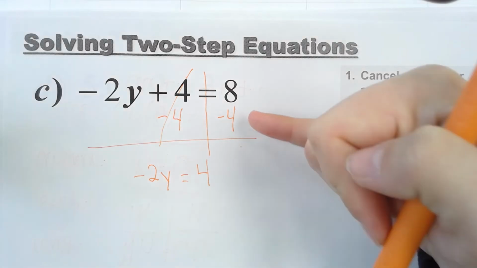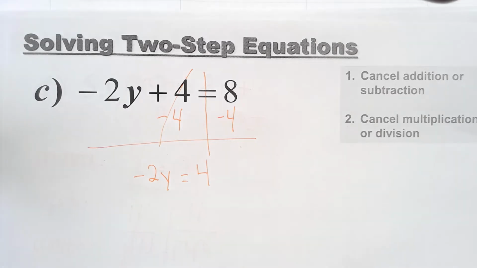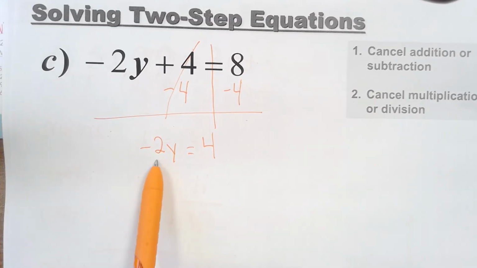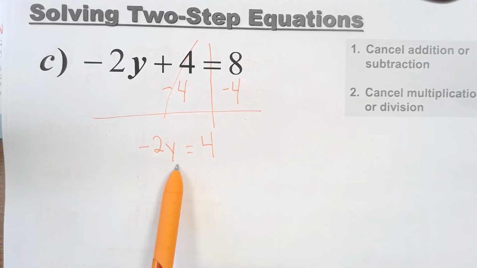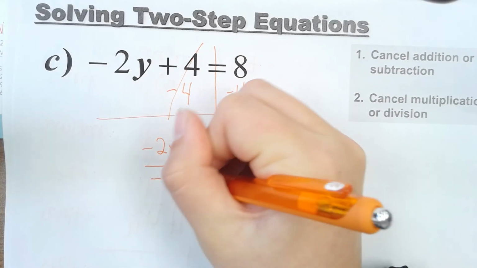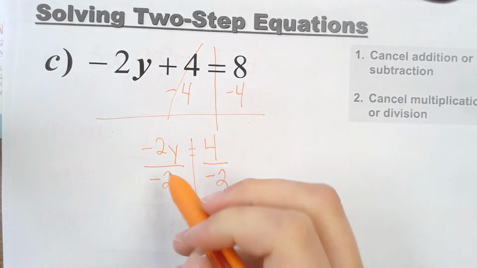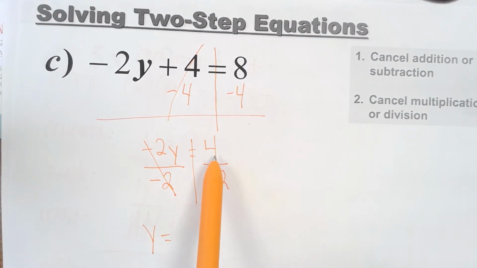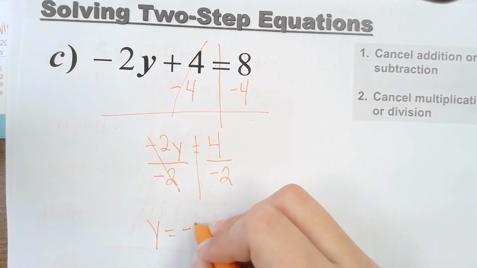So I did my first step, and I got my result, which is now just a one step. So my last step is either to multiply or divide. Well, negative 2 and the y are multiplying, so to get y by itself, I need to do the opposite of multiplying, which is divide. So I divide by negative 2 on both sides. My negative 2's cancel, and I'm left with y equals, and then 4 divided by negative 2 is negative 2.